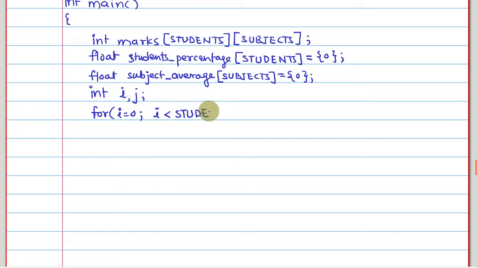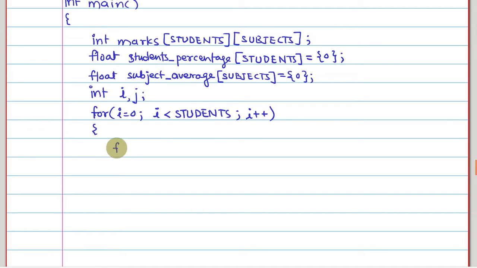So this should go until i less than student. If i is starting from 0, and if student is 140, then the valid indices are until 139. So less than 140. So i will keep going until 139, and this condition will fail at 140, right? I hope everybody understands that.